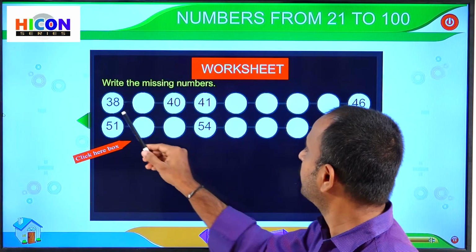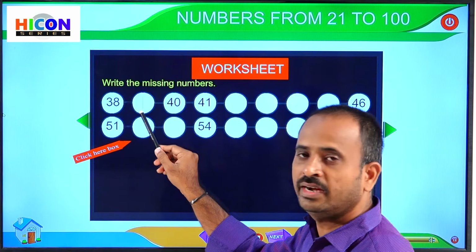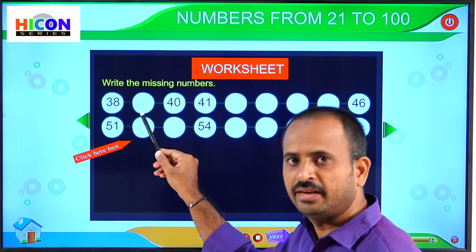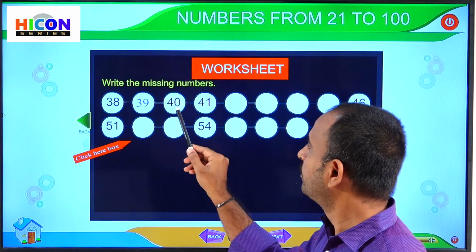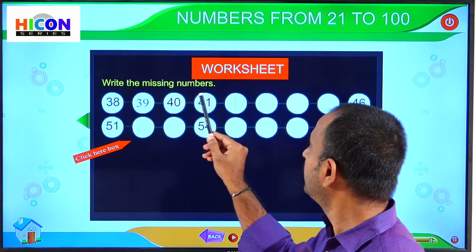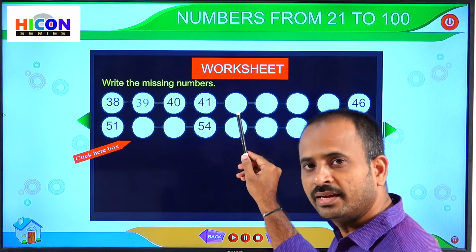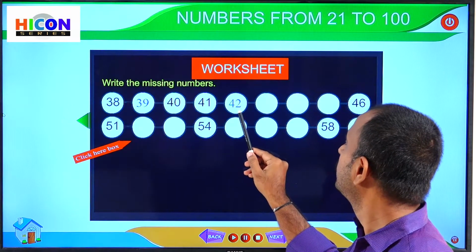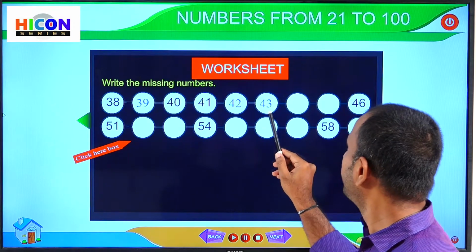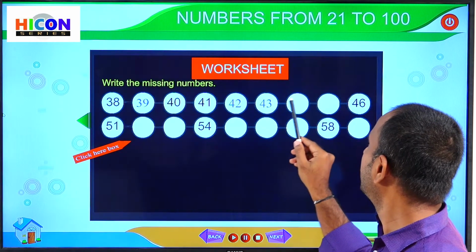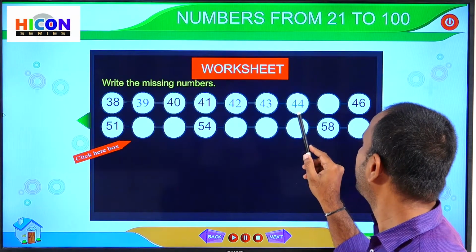So they have started from 38. After 38, we will get 39. Very good. So write 39 in this circle. And after 39, you will get 40. And after 40, 41. And after 41, you will get 42. Very good. After 42, you will get 43. So write 43 in this circle. After 43, we will get 44. So write 44 in this circle.